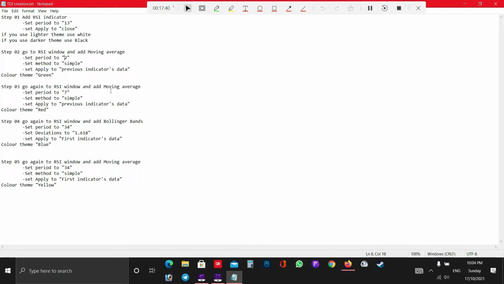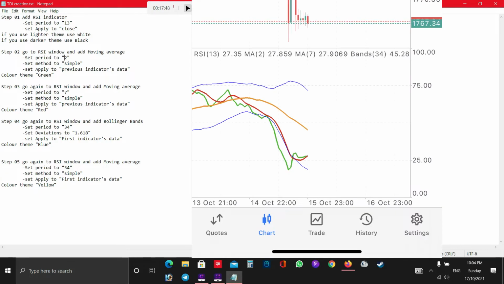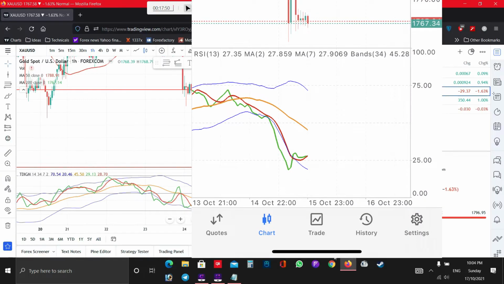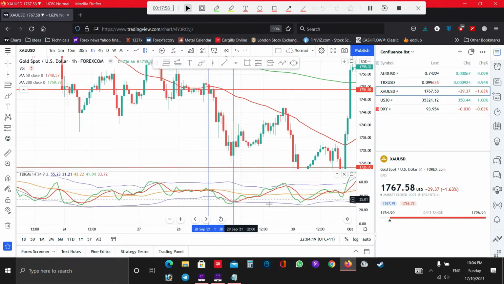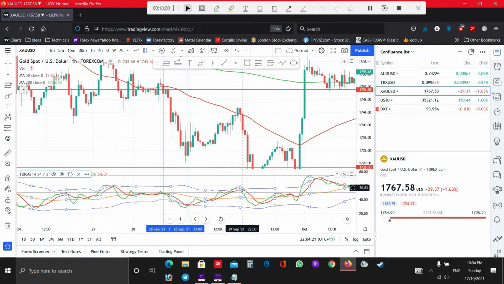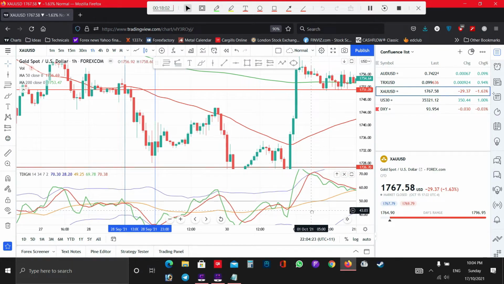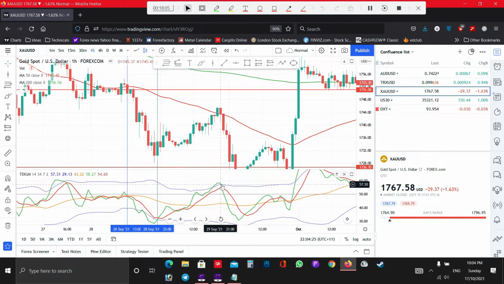So once you finish this, you will have an RSI looking like this. I'll show you a screenshot of it, and then you can do the same scenario. If you see a cross, you can enter. Or if you see one more thing, if you see the price touching the Bollinger Bands, because Bollinger Bands always show the volume, if the price is touching the Bollinger Bands, that means there's a possibility of price changing its direction.